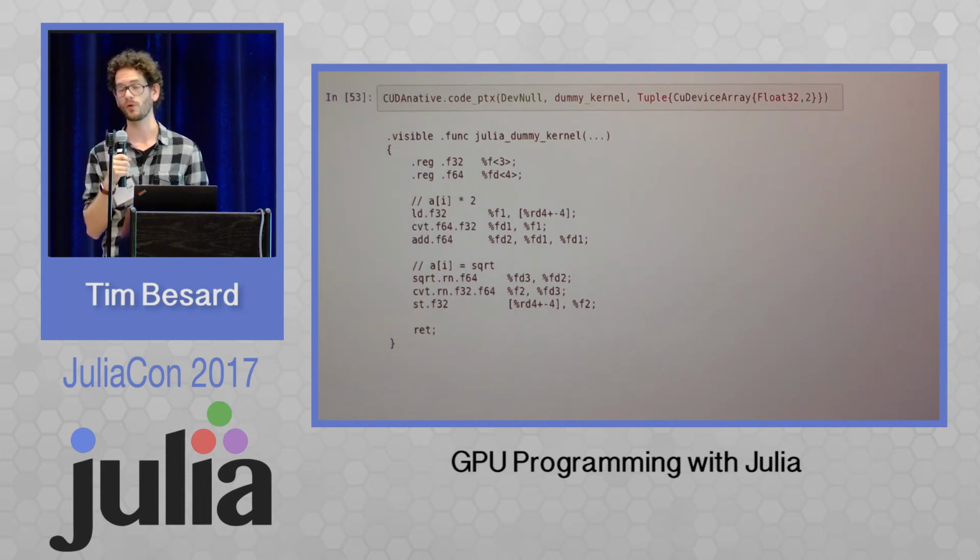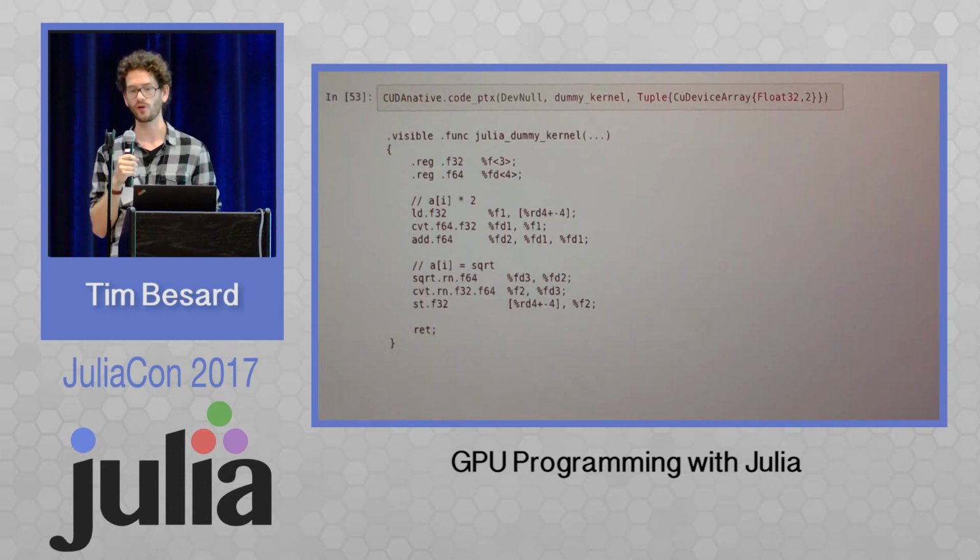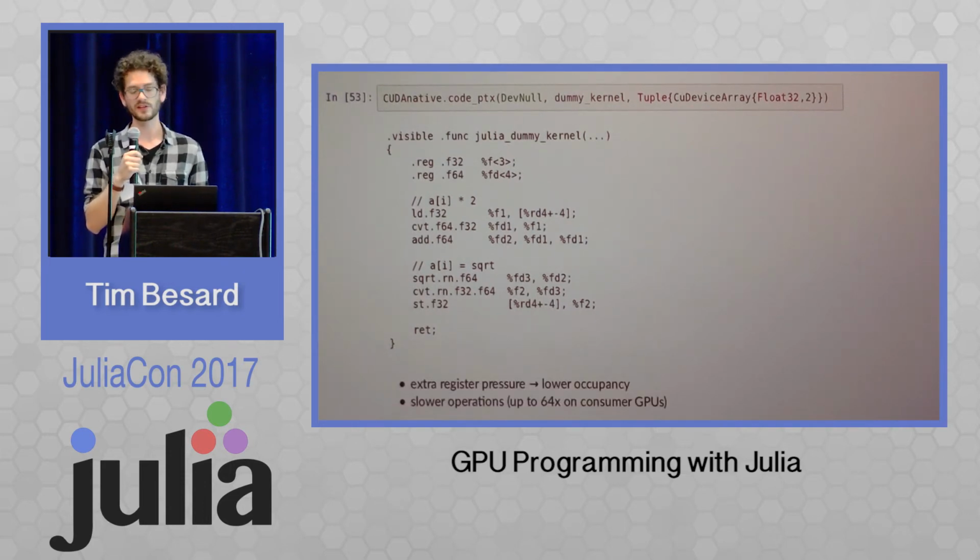And this is because the 2.0 in Julia is a Float64 literal. This is going to result in quite a slow kernel, because having to allocate both 32 and 64-bit registers is going to increase our register pressure, and as a result probably lower the possible occupancy. But it's also going to result in slower operations. For example, the square root function, if executed in 64-bit mode, is going to be a lot slower, especially on consumer GPUs, on which it can be up to 60 times or more slower when you use 64-bit floating point literals rather than 32-bit floating points.